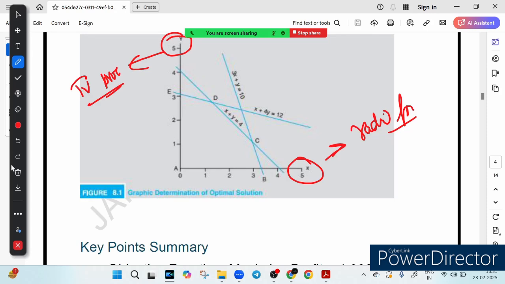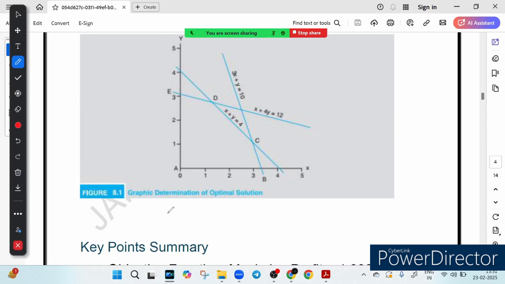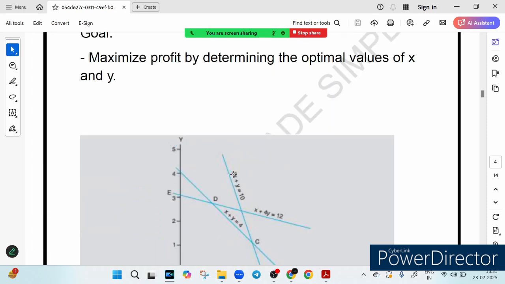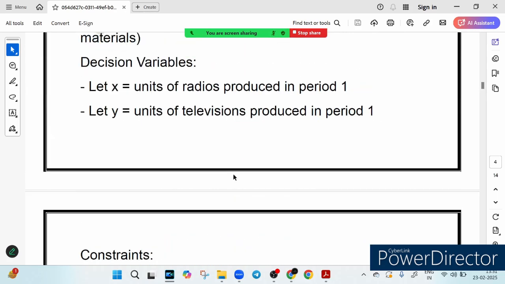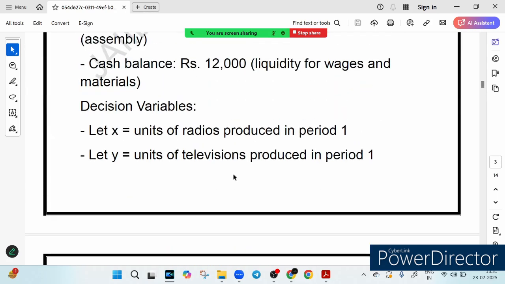Let's first understand what the decision variables are here. Friends, imagine you own a factory that makes radios and TVs. You have limited time, limited money, limited resources. How do you decide how many radios and TVs to make for maximum profit? That is where linear programming comes into the picture. We will crack this concept in the easiest way possible.